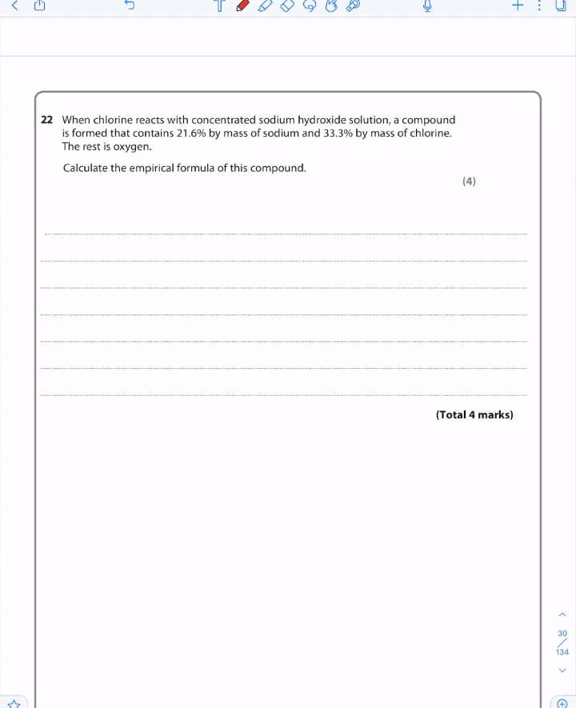Question 22. When chlorine reacts with concentrated sodium hydroxide solution, a compound is formed that contains 21.6% by mass of sodium. So here sodium is 21.6 and chlorine 33.3% chlorine, and the rest is oxygen. So first we will calculate the percentage of oxygen by doing 100 minus the sum of 21.6 plus 33.3, which comes out to 45.1%.